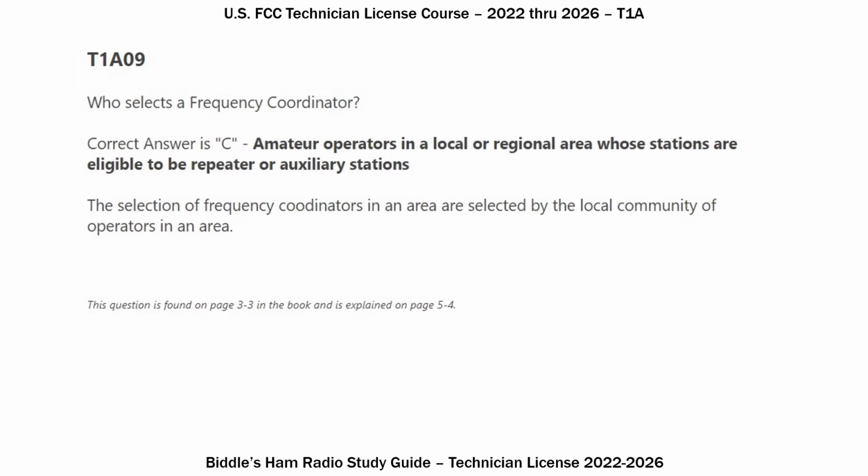Okay. The selection of frequency coordinators in an area is made by the local community of operators in that area. So the key to this is remembering that the frequency coordinator that works in an area is chosen by local operators in that area, not by the FCC, but by the actual operators and the repeater owners, generally repeater operators, individuals that have a high stake in making sure that conflicts don't occur.